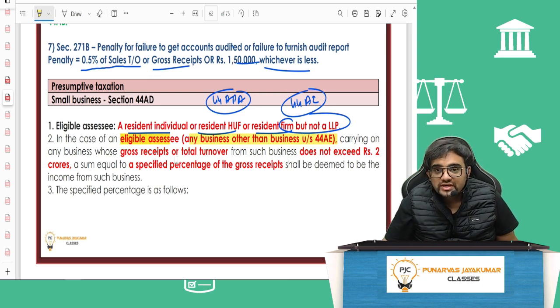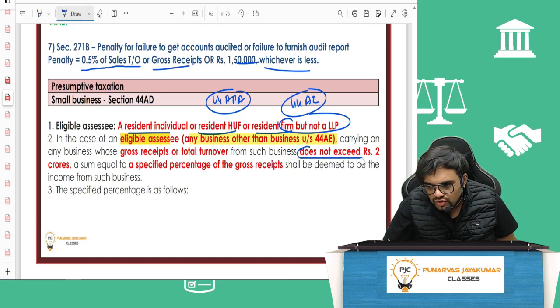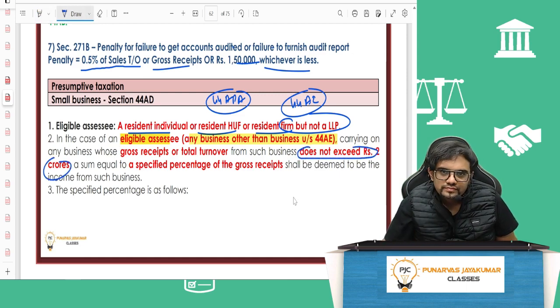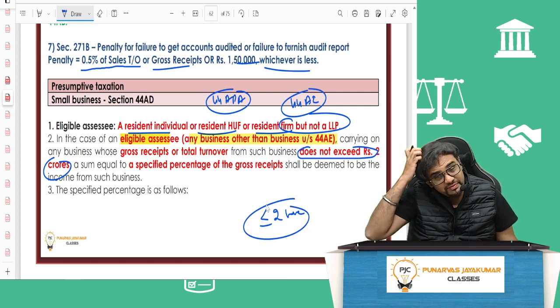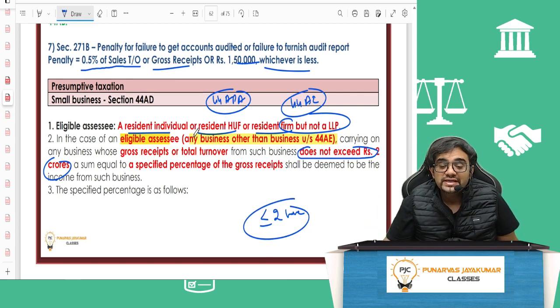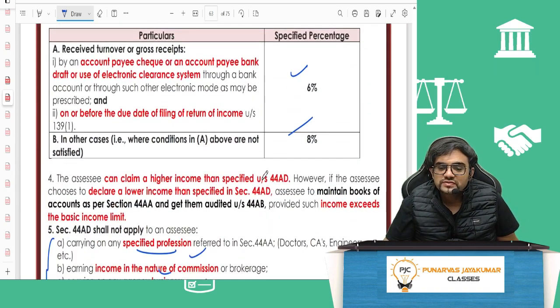Right. So here, guys, any business whose gross receipts or gross turnover from such business does not exceed 2 crore rupees. So basically, this is for small businesses where the turnover is less than or equal to 2 crore. So a specified percentage of gross receipts shall be deemed to be the income from such business. What is the specified percentage? Very simple.